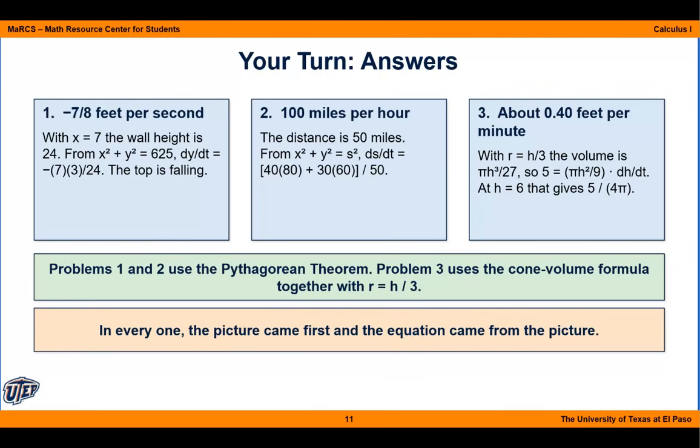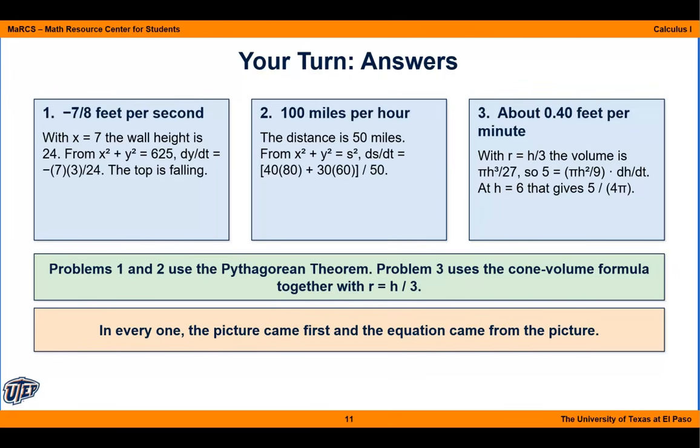Let's check your answers. For problem 1, the bottom is 7 feet from the wall, the top is 24 feet high. Substituting into the differentiated Pythagorean relationship gives negative 7/8 feet per second. The negative sign means the top is sliding down. For problem 2, the cars are 30 and 40 miles from the intersection, so the distance between them is 50 miles. Differentiating the distance relationship and substituting the 2 velocities gives 100 miles per hour.